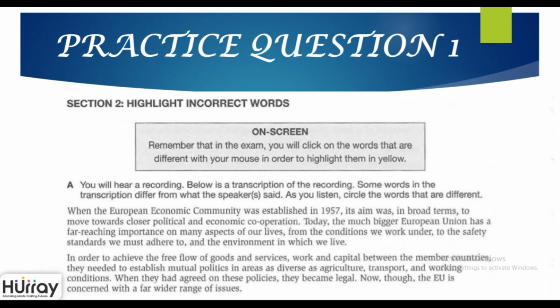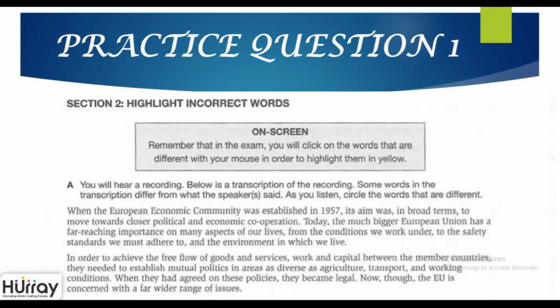Recording A. When the European Economic Community was established in 1957, its aim was, in broad terms, to move towards closer political and economic cooperation. Today, the much larger European Union has a far-reaching influence on many aspects of our lives, from the conditions we work under to the safety standards we must adhere to and the environment in which we live.